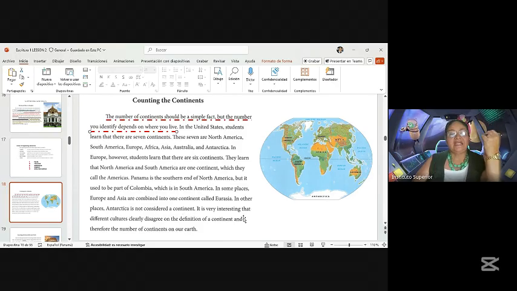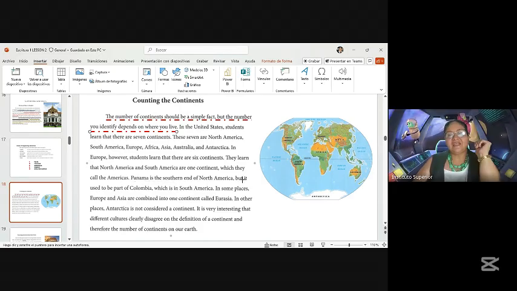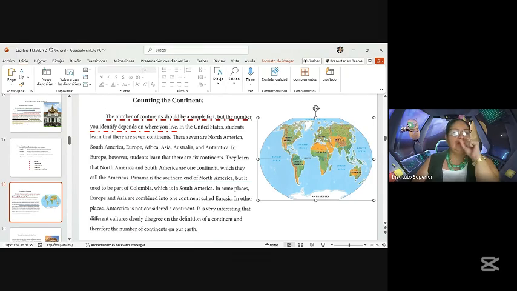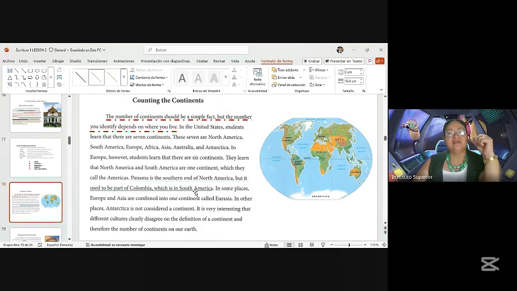It is very interesting that different cultures clearly disagree on the definition of a continent and therefore the number of continents on our Earth. There is one sentence that may be unrelated or is unnecessary. Not unrelated, it's unnecessary. It's not necessary to write this. Which one? Panama is the southern end of North America, but it used to be part of Colombia. Exactly. It's not unrelated, but it's unnecessary because the other part explained that situation very well. Very good.